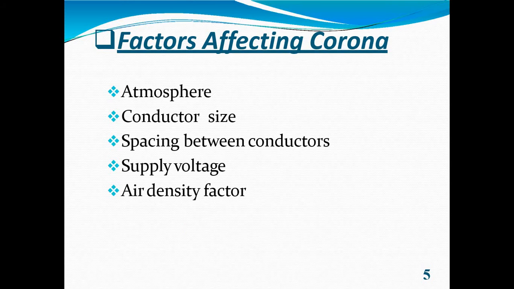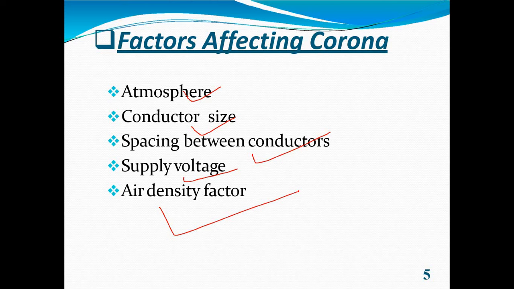Now, factors affecting corona. The phenomena of corona is affected by the physical state of the atmosphere as well as by the condition of the line. The following are the factors upon which corona depends. First is atmosphere, second is conductor size, third is the spacing between the conductors, fourth is supply voltage, and fifth is air density factor. Now first is the atmosphere.